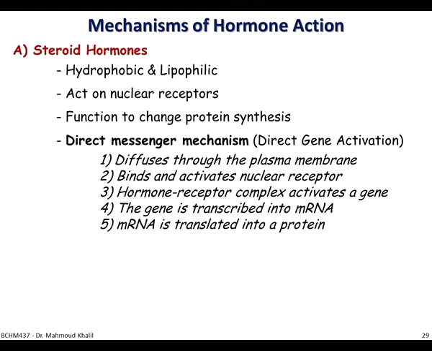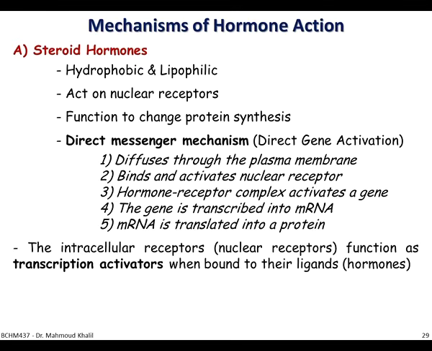So the signal starts with a hormone that has succeeded in penetrating the cell membrane and binding to the nuclear receptor. We need to understand that this intracellular receptor, or the nuclear receptor, functions as a transcription activator, and it exists in an inactive state in the cytoplasm. And once it is bound to its ligand, which is the hormone coming from outside of the cell, it will be active. And as we said, it will migrate into the nucleus and behave as a transcription activator for other genes.